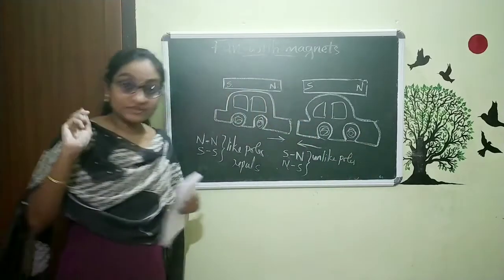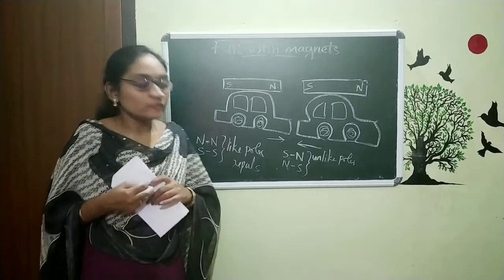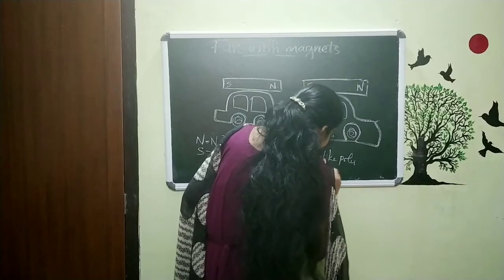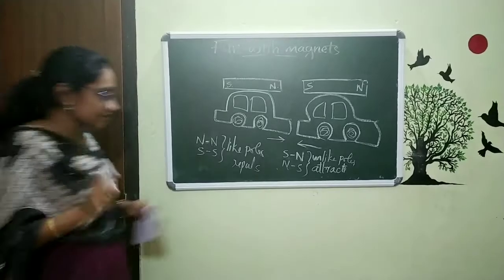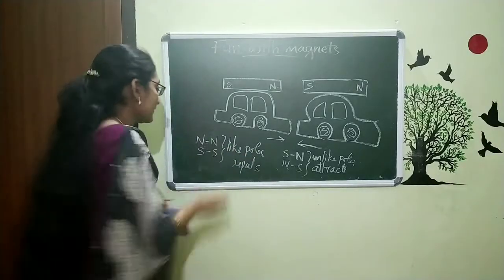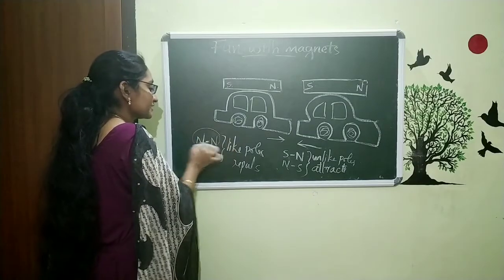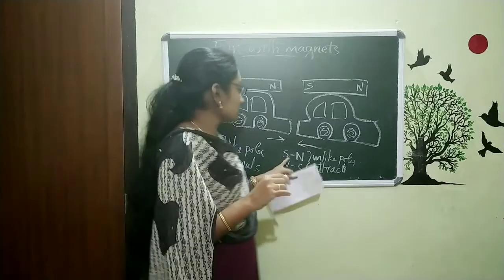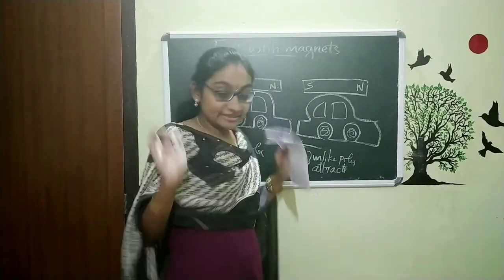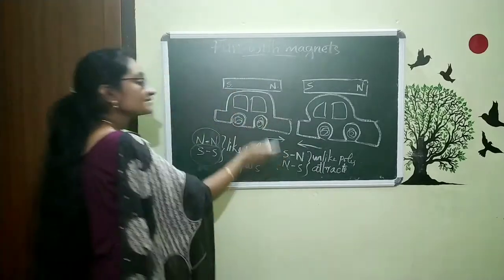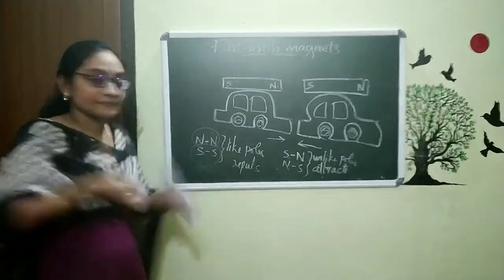When unlike poles come together, we are using a particular term, and that is attraction. It attracts. So unlike poles attract together and like poles repel. So you just want to remember, when north and north come together, south and south come together, they just repel. And when south and north come together, what happens? They just attract. So unlike poles attract and like poles repel.